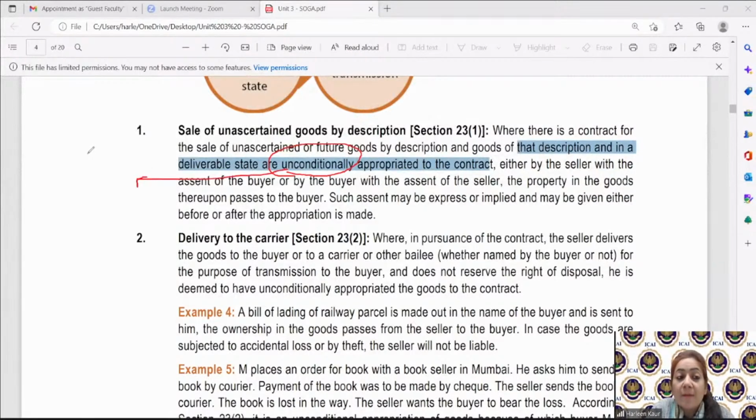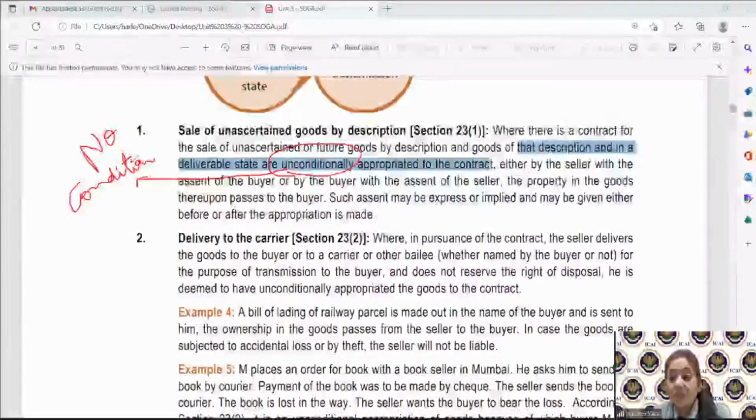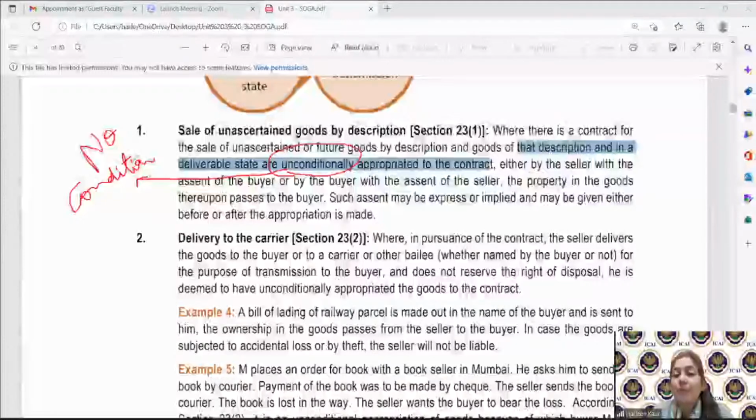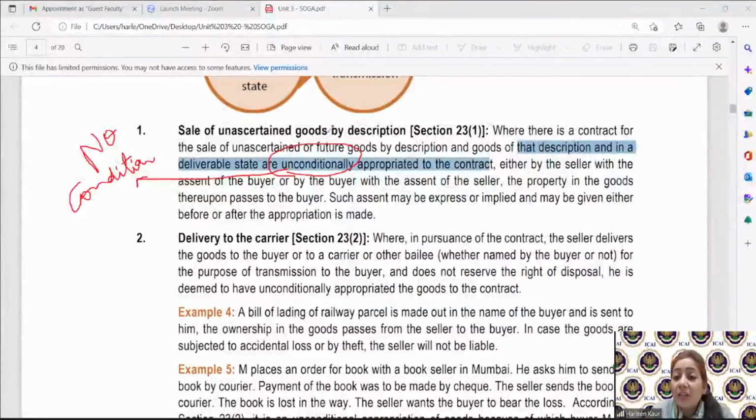Unconditional appropriation means you are attaching no condition to that. Remember when I began with this chapter, I told you sometimes the seller attaches a condition. For example, you make me the payment first, then only I will give you the goods. Or I will give you the goods when you go out of my shop. Or when you come and give me the advance payment, then only the contract will happen. I'm not attaching any such conditions. I'm just picking up the packet, weighing and measuring it and giving it to you. Here, where unconditional appropriation has been done, either by the seller or by the buyer.